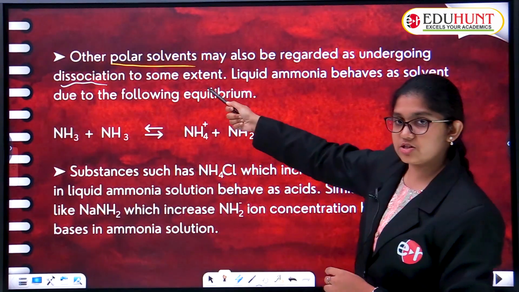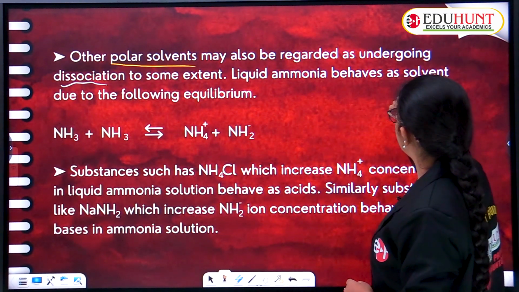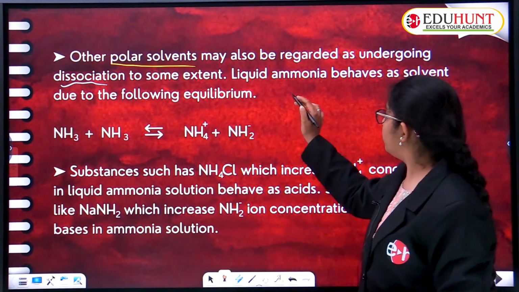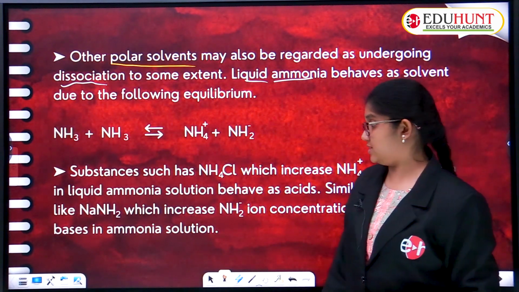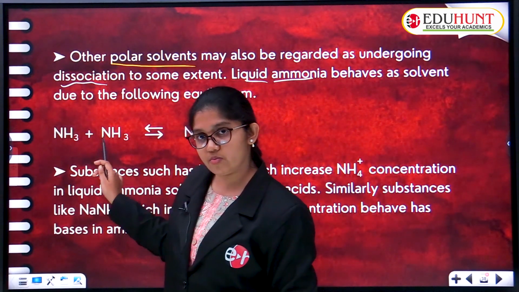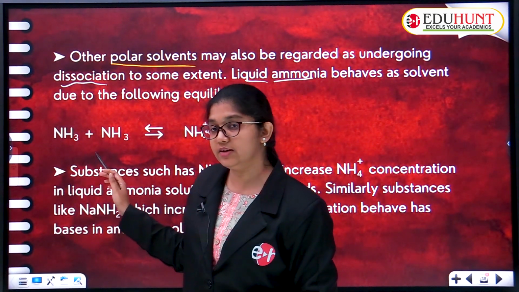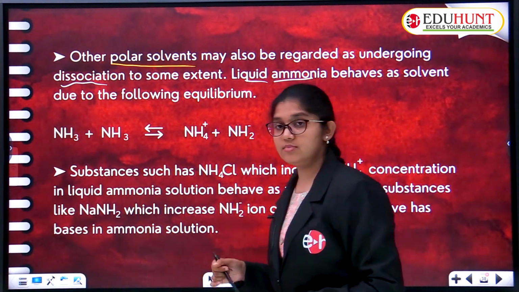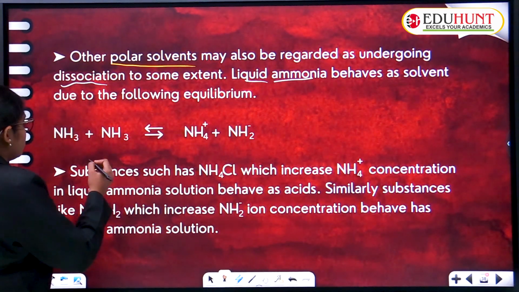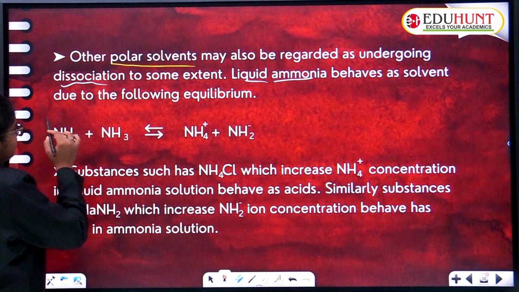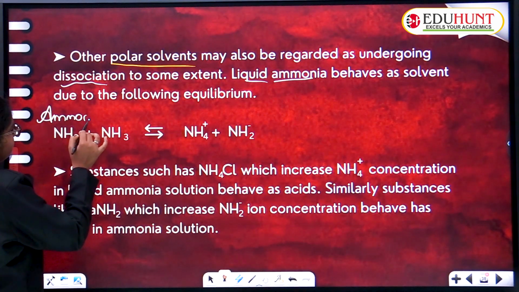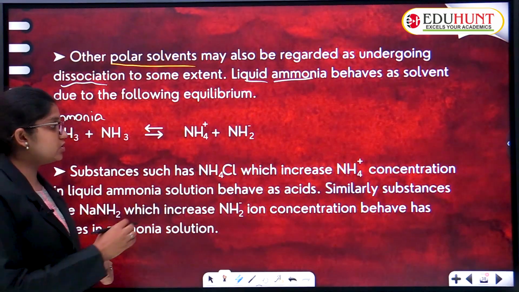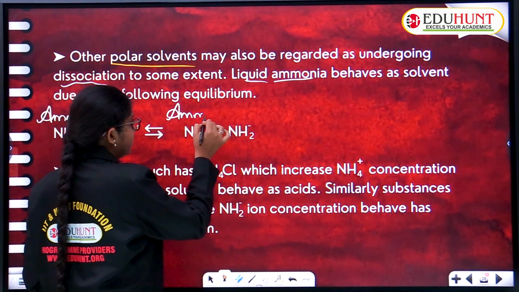Liquid ammonia behaves as a solvent due to the following equilibrium. We know ammonia, NH3. If we take two molecules of ammonia, ammonia plus ammonia, what happens? It gives rise to ammonium ion and one more. What is NH3? NH3 means ammonia. What does NH4 plus mean? Ammonium ion. Very good.